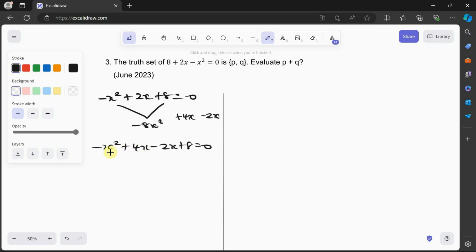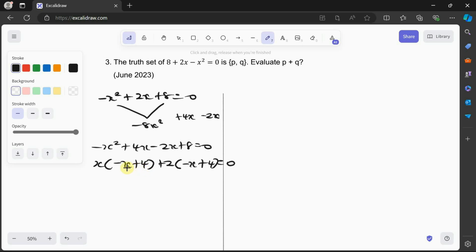What's common in these two? I could say x is common. So I write x open brackets, minus x divided by x gives minus x, then plus 4x divided by x gives plus 4. Then what is common in the other two? I could say plus 2. Minus 2x divided by 2 gives minus x, then plus 8 divided by plus 2 gives plus 4, and this is equal to 0. You see that I factored out x; I could have factored out minus x here, and minus 2 here. Whatever way you decide is okay.